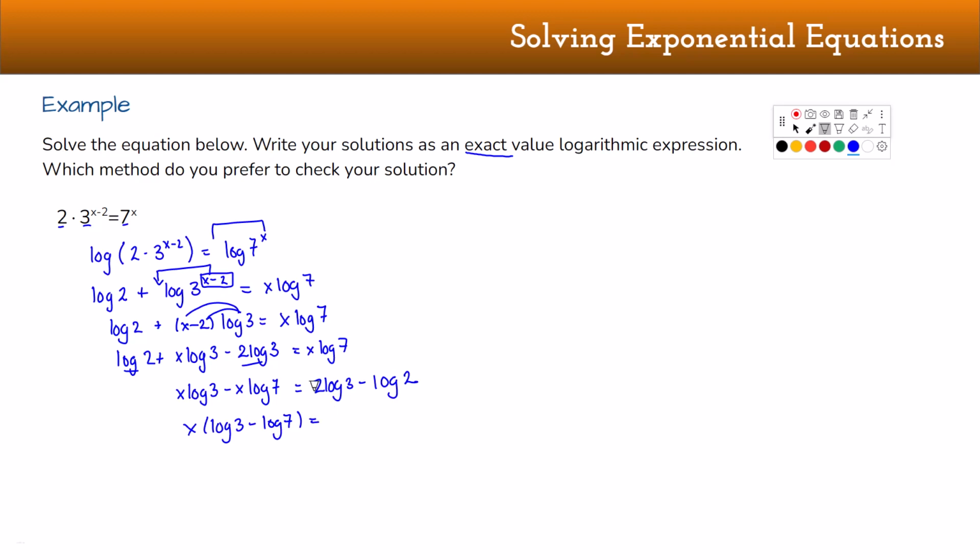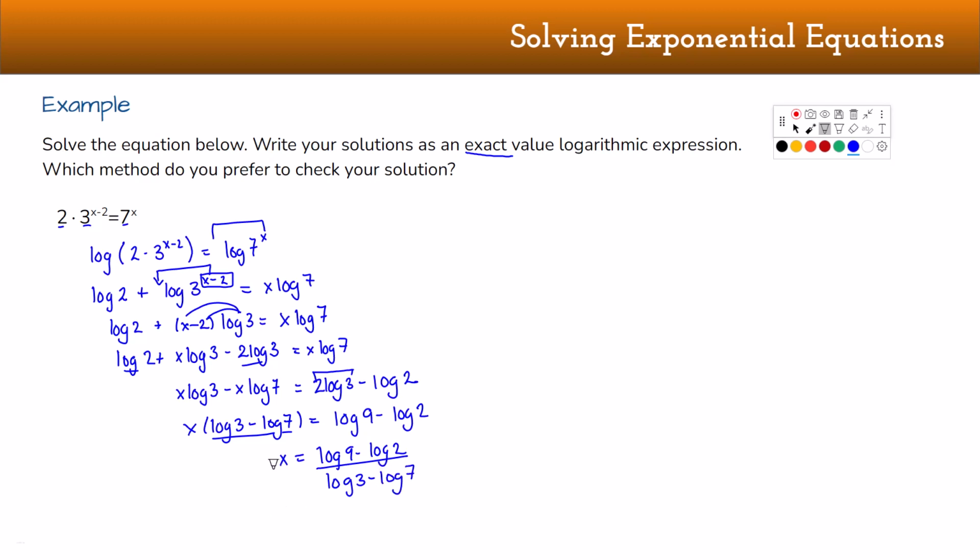And that's going to equal, well, here, let's do something first. Let's put that 2 on the 3. That becomes 3 squared, and that's going to be 9. So log 9 minus log 2. And here I'm going to divide everything by log 3 minus log 7. So that's going to give me x on this side, then log 9 minus log 2 over log 3 minus log 7.